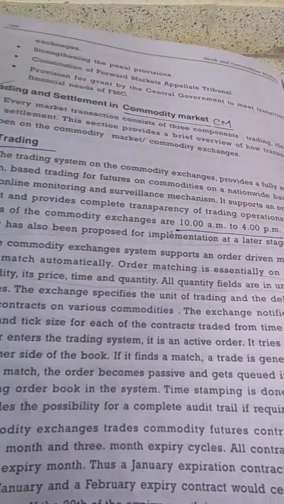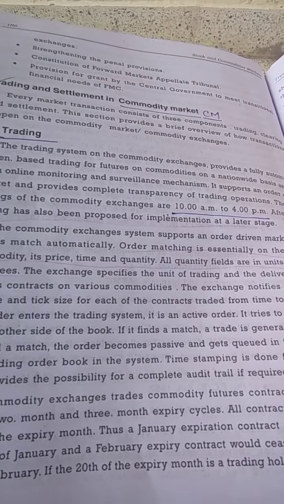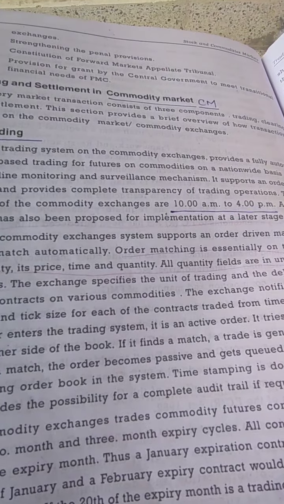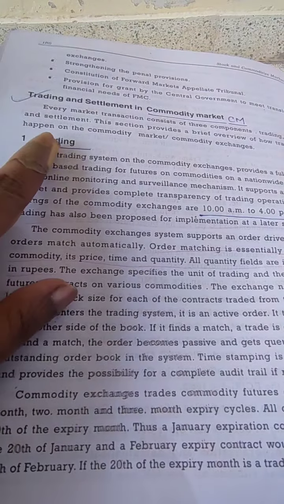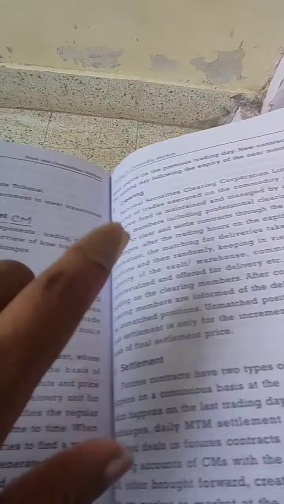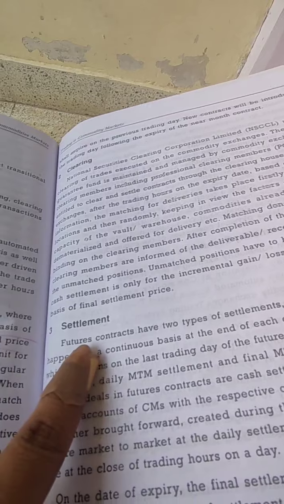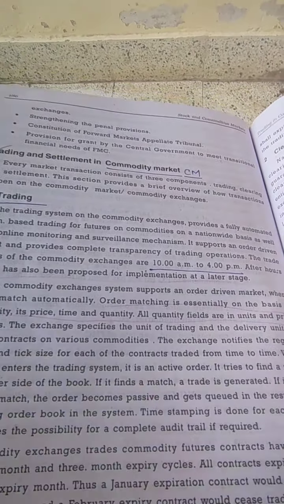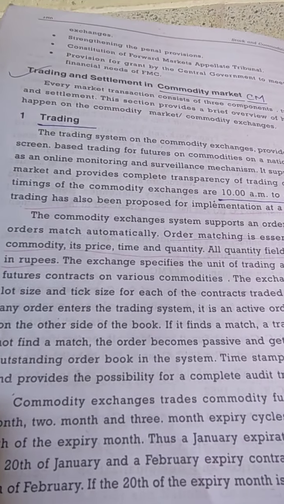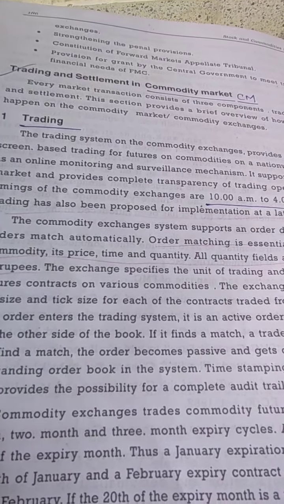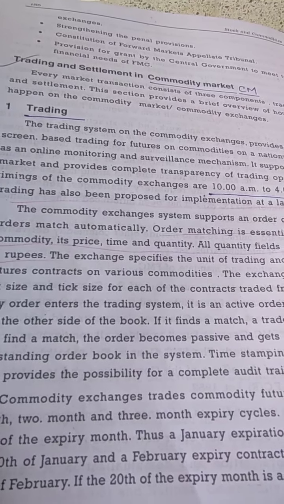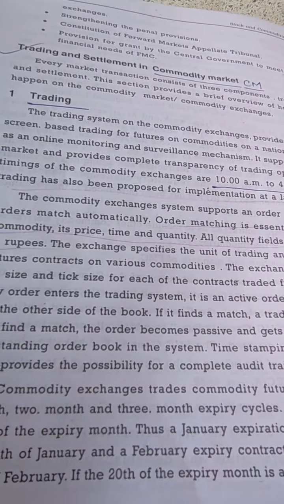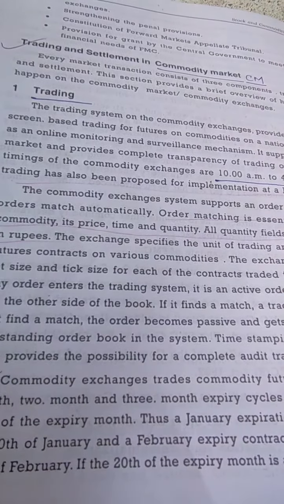There are three stages in the settlement process. This particular transaction consists of three components: one is your trading, another is your clearing, and then is your settlement. These are the three components of this process, and we will see each one in detail. They are the three stages in the settlement of a trade in commodity markets.